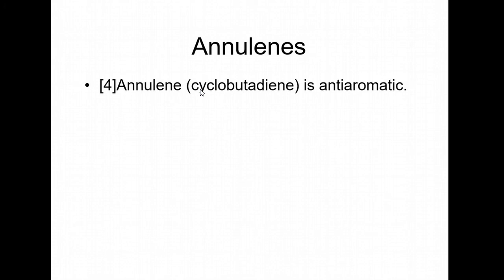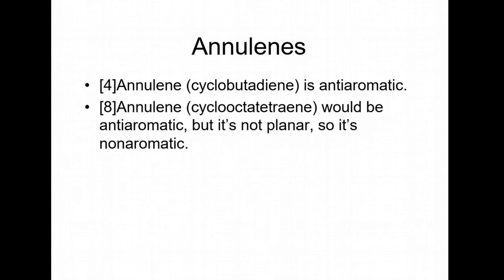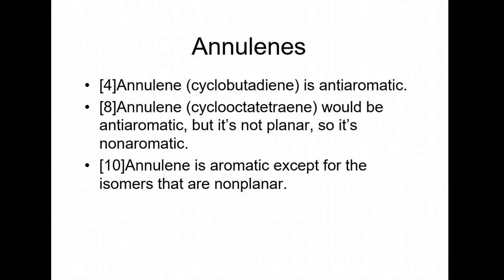4n annulenes are anti-aromatic. Why is it anti-aromatic? Because it fits the 4n rule. Okay, 8-membered annulenes would be aromatic, but they're not planar, so it's really considered non-aromatic if they're not planar. If you assume it's planar, then it's considered anti-aromatic. Okay, 10 annulenes are aromatic, except for isomers that are non-planar.